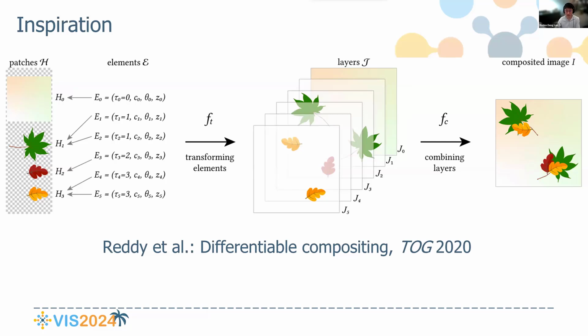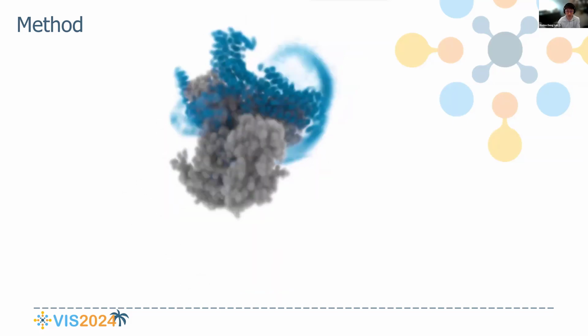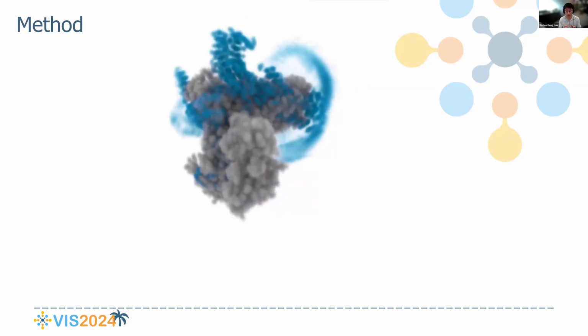Our work is inspired by Reddy et al.'s differentiable compositing work, in which they developed a differentiable algorithm to composite pattern elements into a given final image. We first extended the algorithm to 3D and tested it on a toy example, which worked very well. But then the algorithm often falls into local minima for a long time for real cryo-EM maps, even though it might find the global minima eventually.